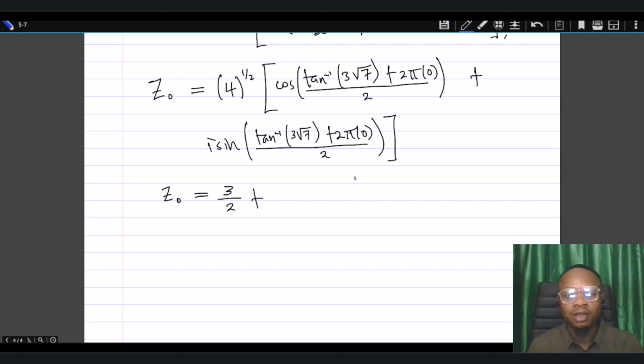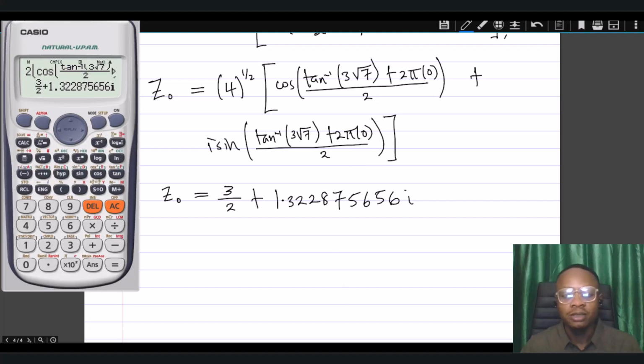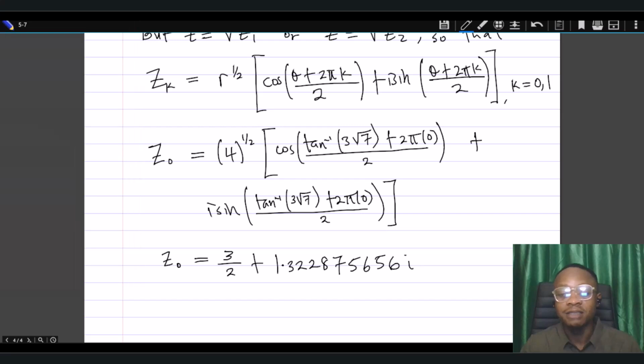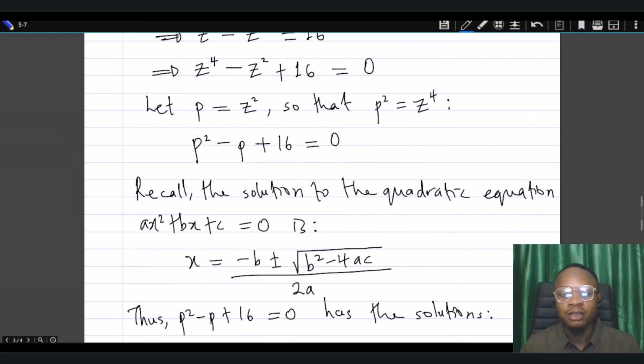1.32287566. Okay, right. So 1.32287566. Okay, so we should see that that satisfies the given equation if we check that out.